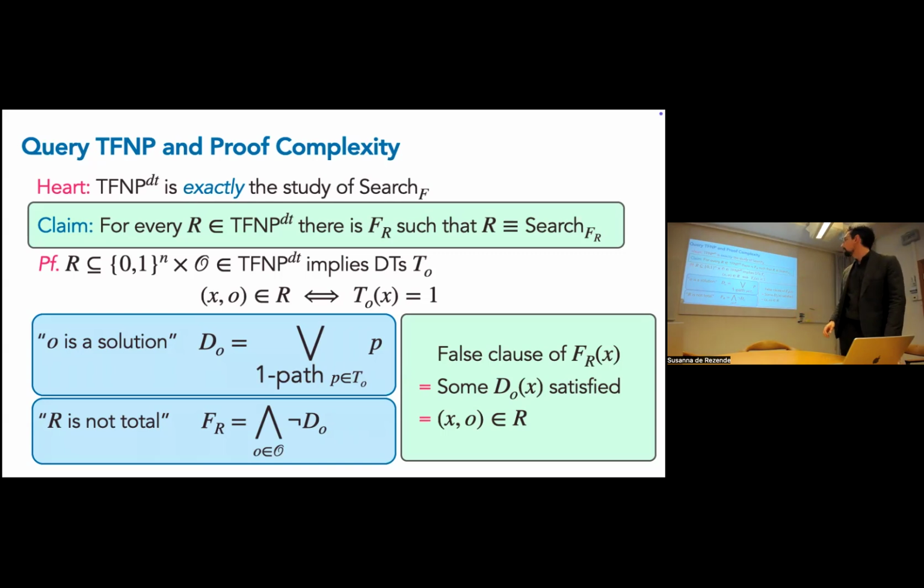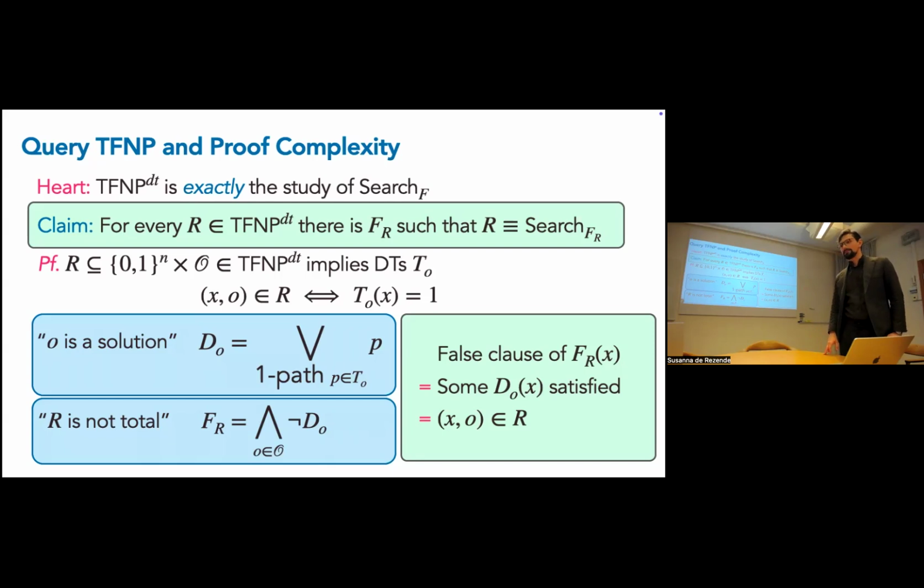Please interrupt me if you have questions. Just to make sure, in the definition of TFNP, do you need that the tree can verify some outputs for every X, or does it have to verify all the possible outputs? So we have one tree for each output, and that tree, because it's an if and only if, must be able to verify all the X's.